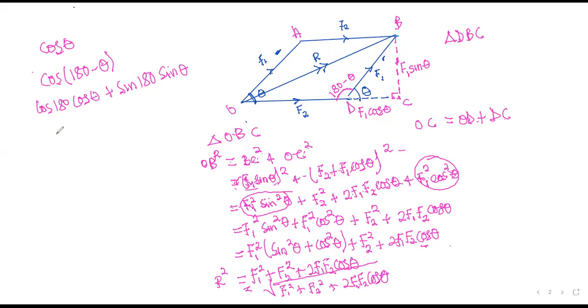Cos 180 is equal to -1, so -1 times cos theta. Sine 180 is equal to 0, so this is plus 0, meaning that cos 180 minus theta is equal to negative of cos theta. Meaning cos theta is equal to negative of cos 180 minus theta.